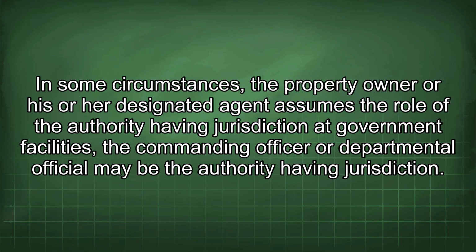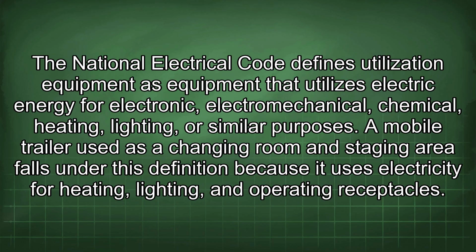The commanding officer or departmental official may be the authority having jurisdiction. The National Electrical Code defines utilization equipment as equipment that utilizes electric energy for electronic, electromechanical, chemical, heating, lighting, or similar purposes. A mobile trailer used as a changing room and staging area falls under this definition because it uses electricity for heating, lighting, and operating receptacles.